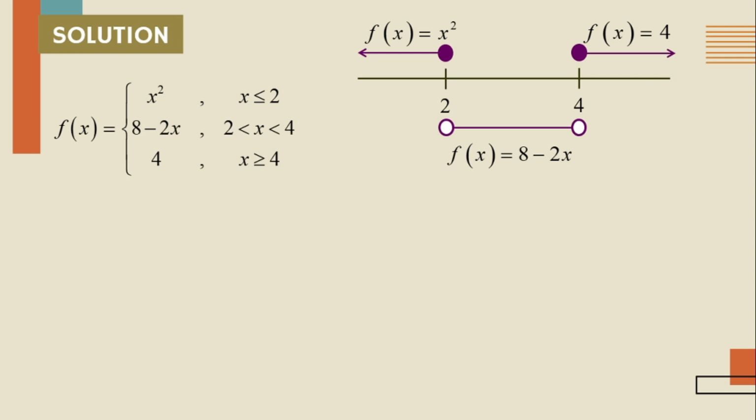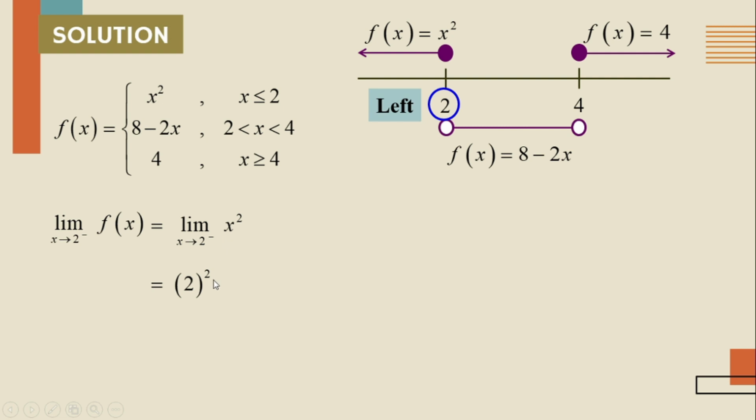So first, we try to determine the limit of f(x) as x approaches 2. Then we find the limit of f(x) as x approaches 2 from the left. So we stay on the left of 2, okay. So here we notice that the function on the left of 2 is f(x) equal to x squared. So we replace f(x) by x squared and substitute 2 into the function. So we obtain 2 squared and the value is 4.